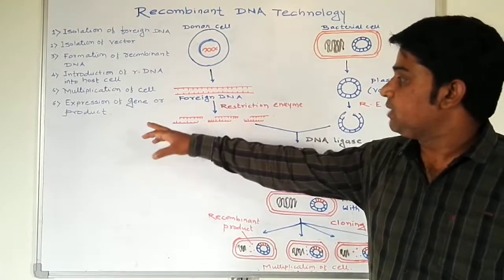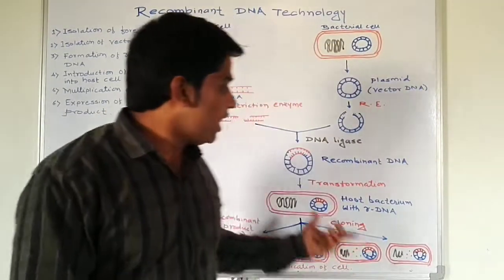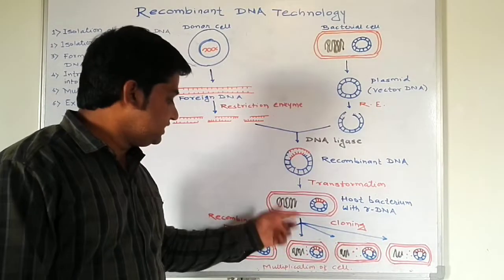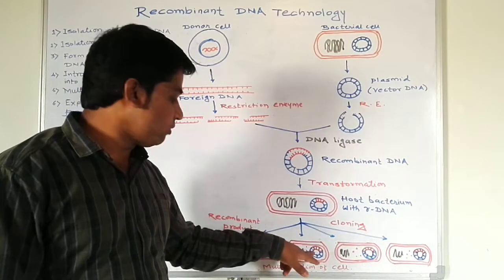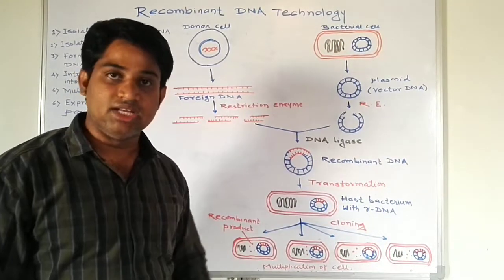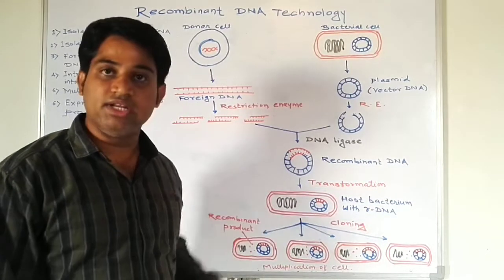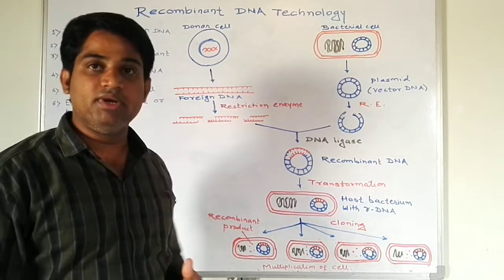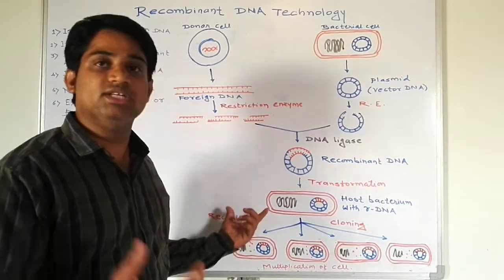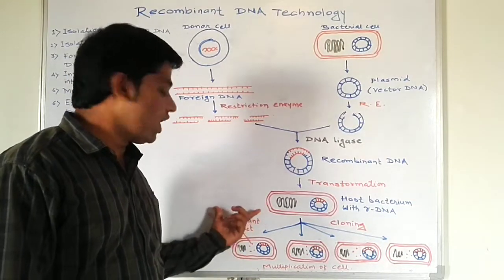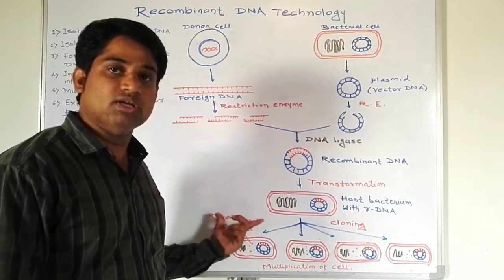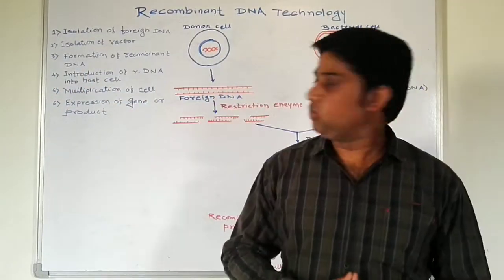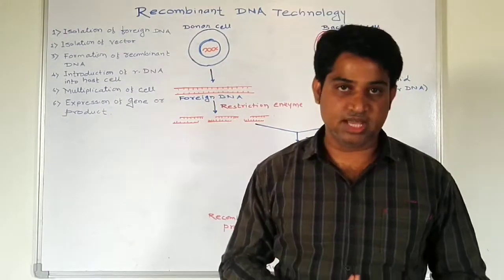In the sixth step, expression of gene or product. After the isolation of the recombinant DNA colonies, the desired product, which is formed by the gene through the process of transcription and translation, is isolated from these bacterial cells. This is called the recombinant product. In that way, by using recombinant DNA technology, we can isolate the gene of interest in a number of copies, or isolate the recombinant product required for different uses. So this is recombinant DNA technology, which involves six steps. Thank you, friends.